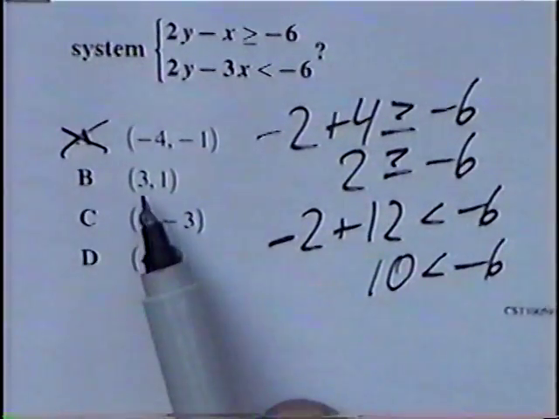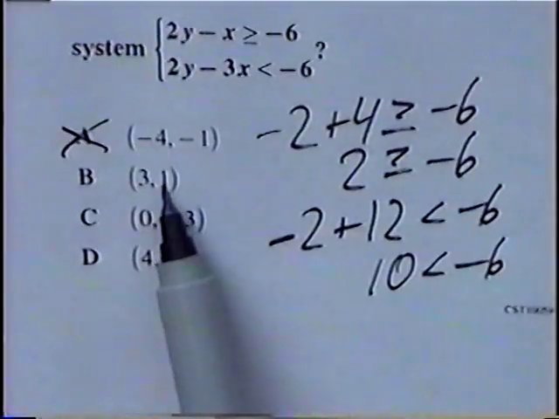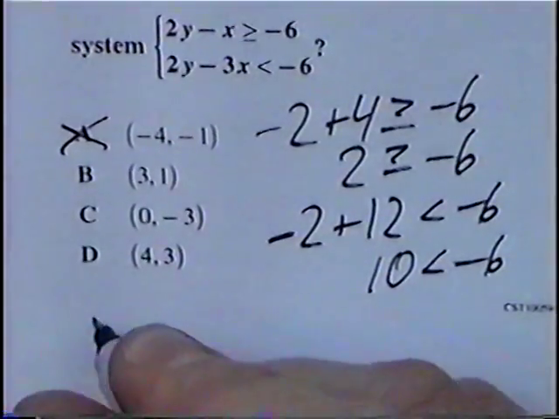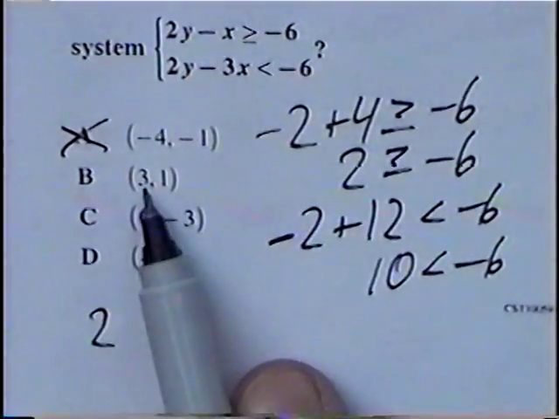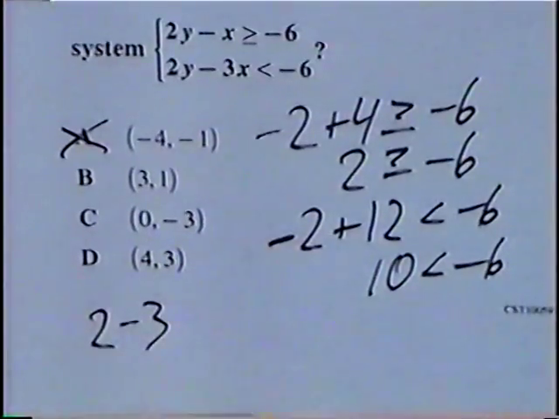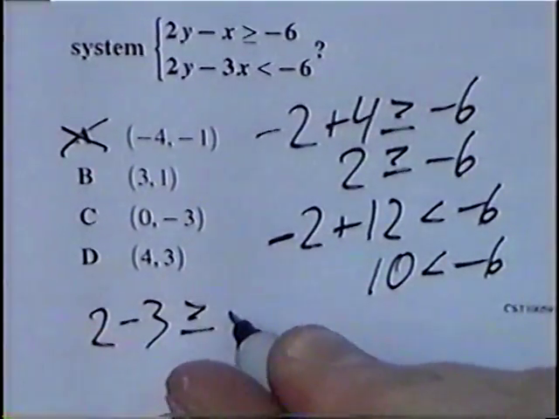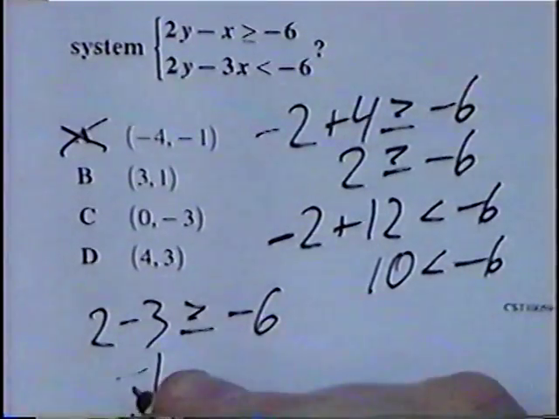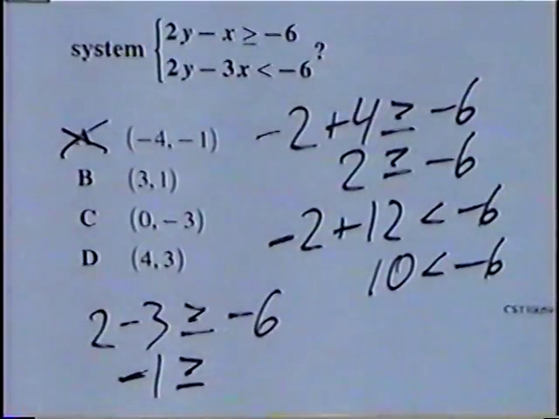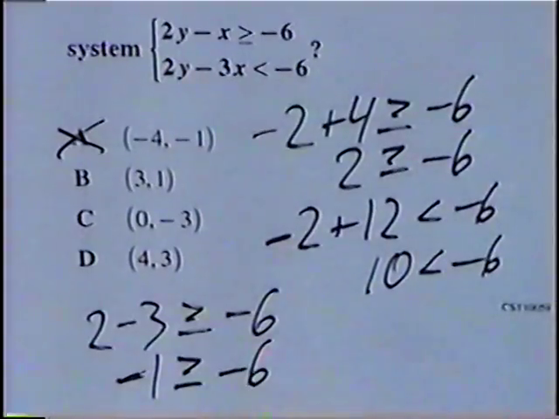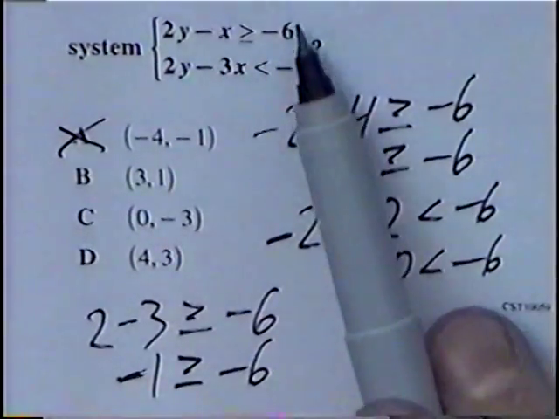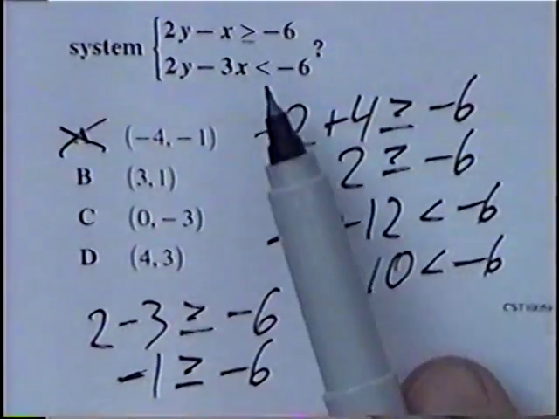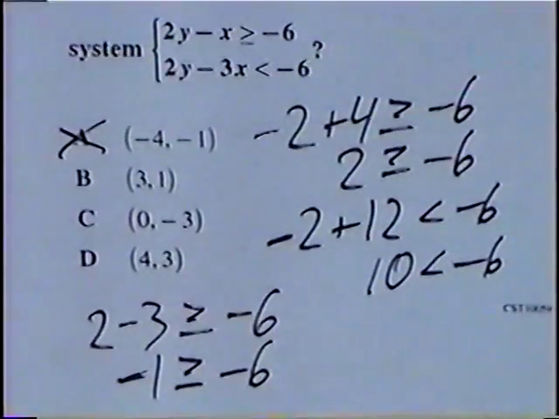Checking letter B, plugging a 3 in for x and a 1 in for y. 2 times 1 would be 2. Minus x would be minus 3, is greater than or equal to negative 6. 2 minus 3 is negative 1. Negative 1 is greater than or equal to negative 6. So the second point works for the first inequality, and then checking the second inequality.